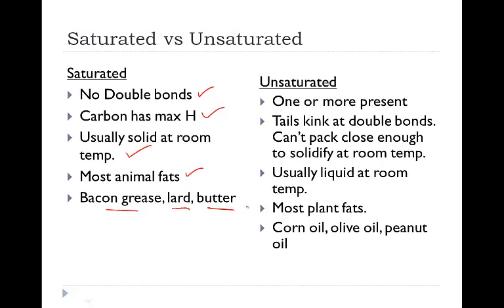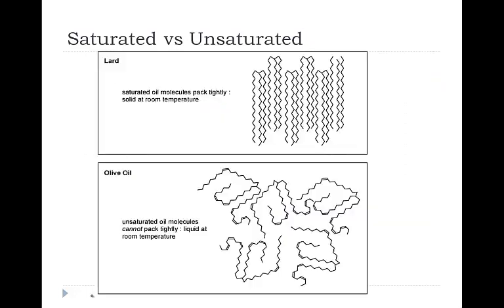Unsaturated fats and oils tend to have 1 or more double bonds present. And that leads to these kinks, these little bends, and that makes it really difficult for the molecules to pack together, and therefore they tend not to solidify. And so therefore they tend to be liquid at room temperature. These are most commonly found in plants instead of animals, and some examples you might have come across: corn oil, olive oil, and peanut oil. So finally, let's just explore the slight differences.